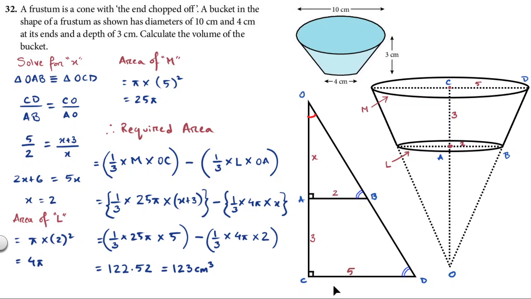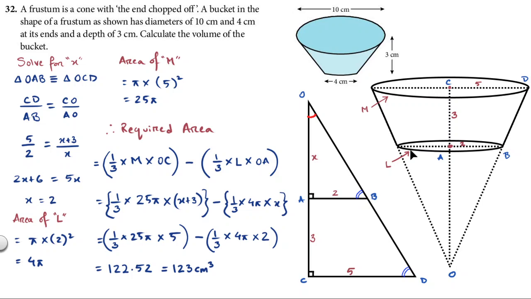So CD divided by AB is equal to CO divided by AO. Okay, so I've used those values for CD and AB, which is 5/2. CO becomes X plus 3 because this is X and this is 3, and CO has to be X plus 3 divided by AO. AO is X. So then we can find the value for X, which is 2.